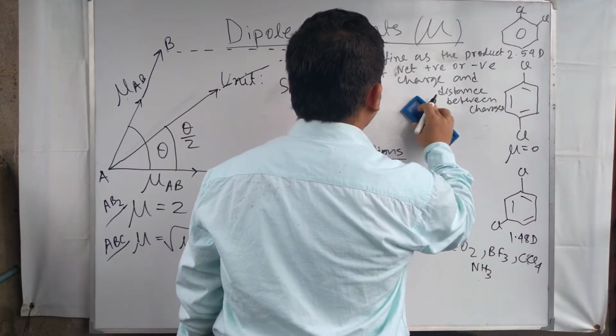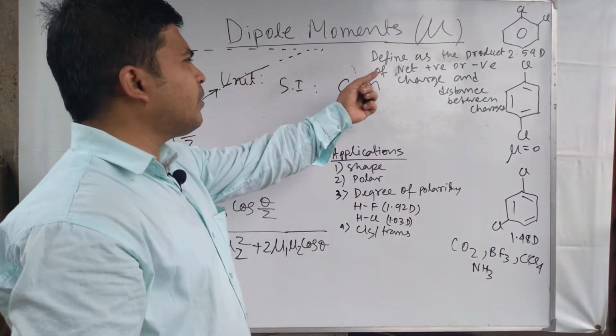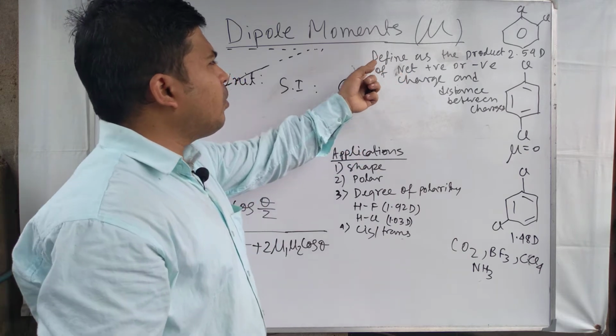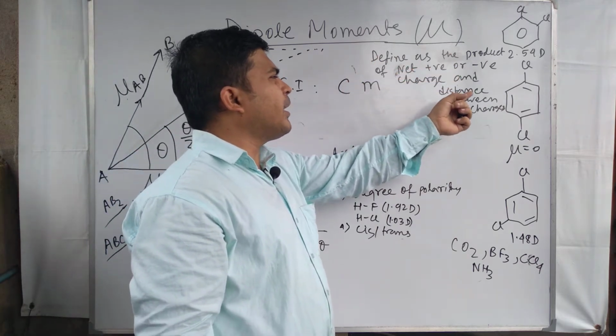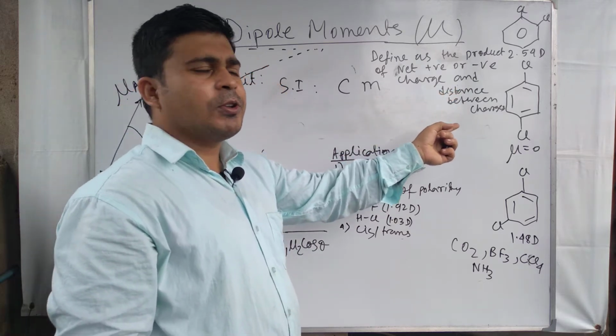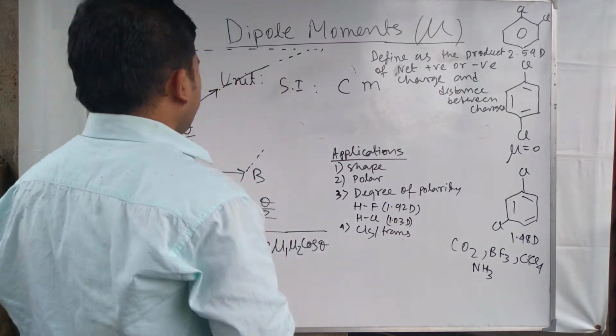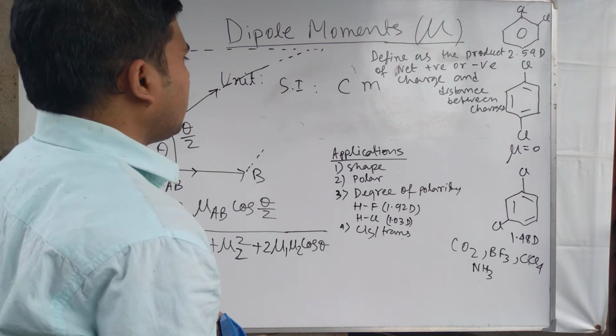So we learned the definition of dipole moment. The dipole moment of a molecule is defined as the product of the net positive or negative charge and the distance between the two charges.